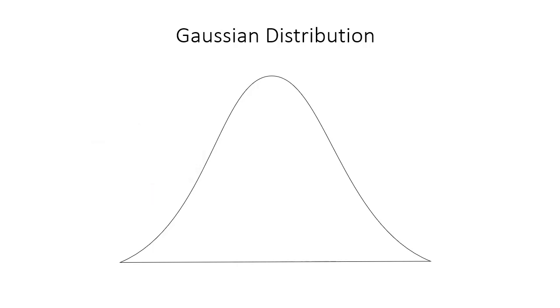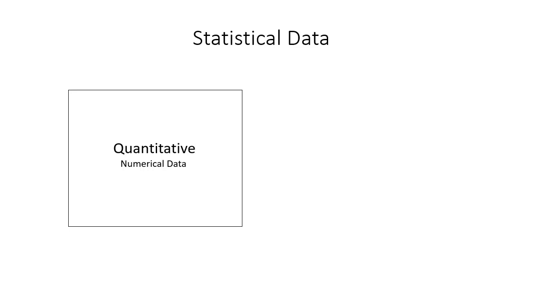Statistical data can be classified in several ways. The first characterization is whether the data is numerical or not.